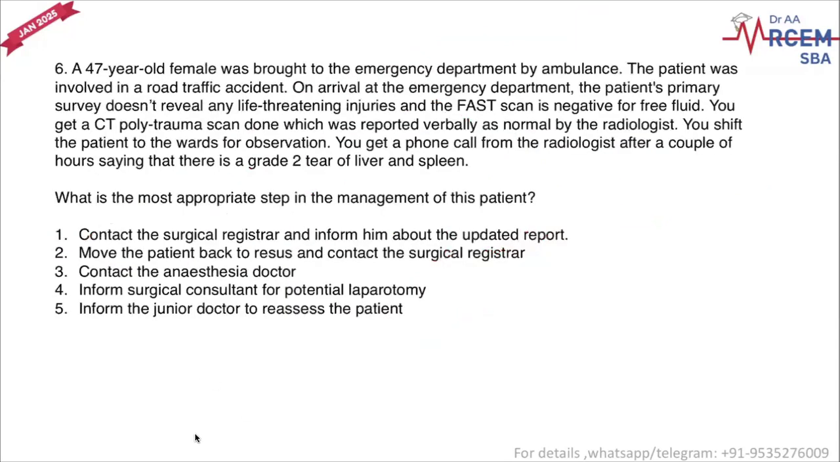A 47 year old female was brought to the emergency department by ambulance. The patient was involved in a road traffic accident. On arrival to the ED, the primary survey doesn't reveal any life-threatening injuries and the FAST scan is negative for free fluid. You get a CT polytrauma done, which was reported verbally as normal by the radiologist. You shift the patient to the ward for observation. You get a phone call from the radiologist after a couple of hours saying that there is a grade 2 tear of the liver and spleen. What to do in this circumstance?